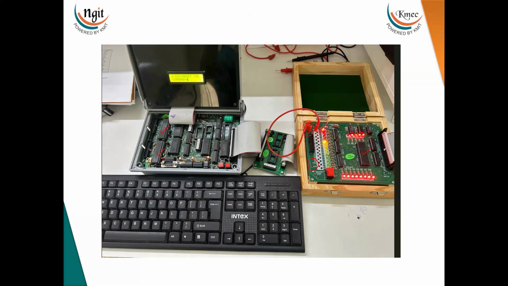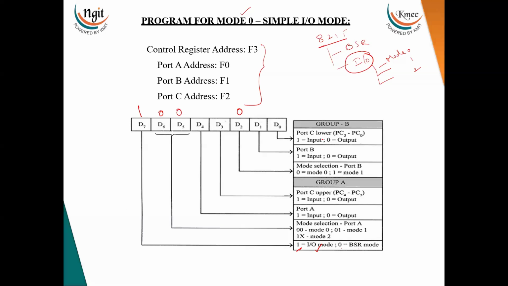Now here I am using port A as an input port. That's why the D4 bit is 1, and the C port I am not using. That's why I'm making it 0. Means what? The C port I have taken as an output port, but anyway, in this program I am not using the C port.